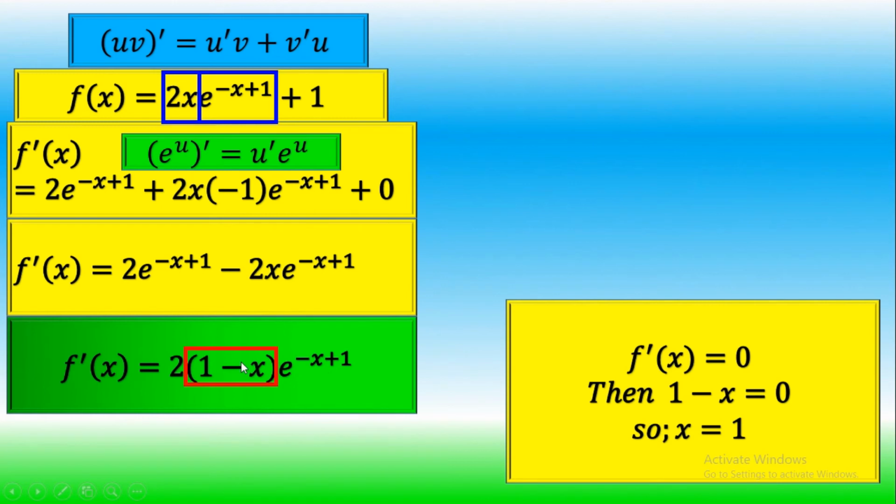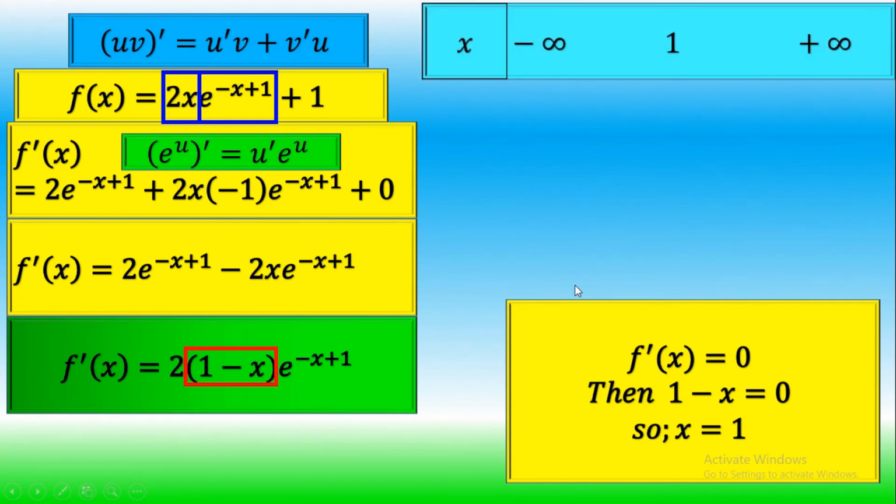Now if we think about a local maximum or minimum for f. Shouldn't we solve f prime of x equals 0? You know that exponential minus x plus 1 or exponential for any function u will be positive for every value of u. Also 2 is different from 0. Then f prime of x will be 0 only if 1 minus x equals 0. So x equals 1. Now let's complete the table of variations.